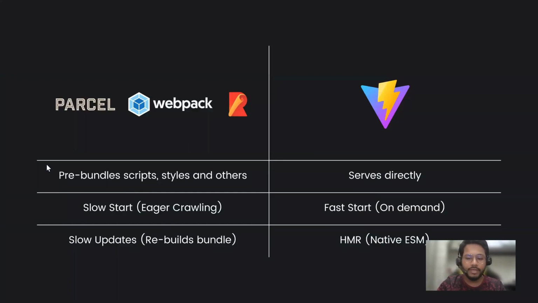Just a tabular comparison, I kept it over here. In traditional bundlers, we do the bundling of scripts, styles, images, etc. beforehand, while here we serve them directly. There it is obviously a slow start, that is eager crawling, while here it is on demand and we can see the fast pace. Then slow updates: rebuilding the bundle means whenever we make some changes, the entire project will be rebundled. Here, using HMR and native ESM, we are not rebundling the entire application.